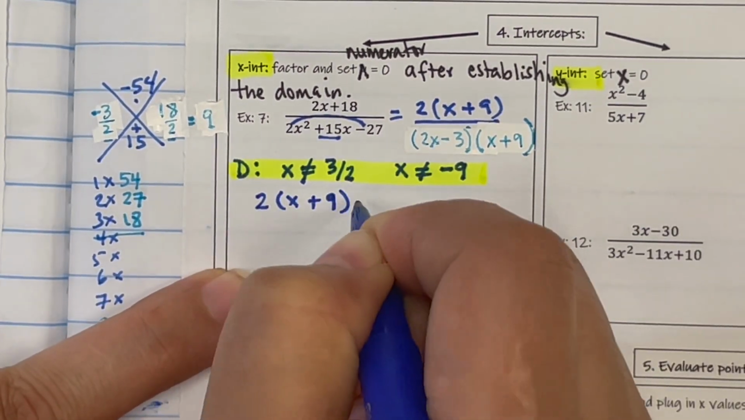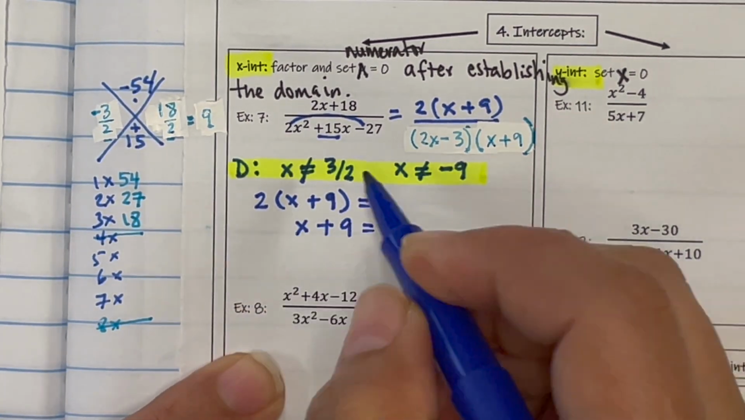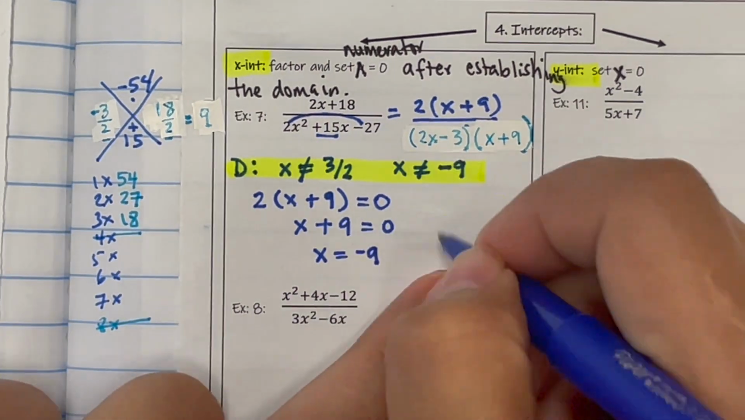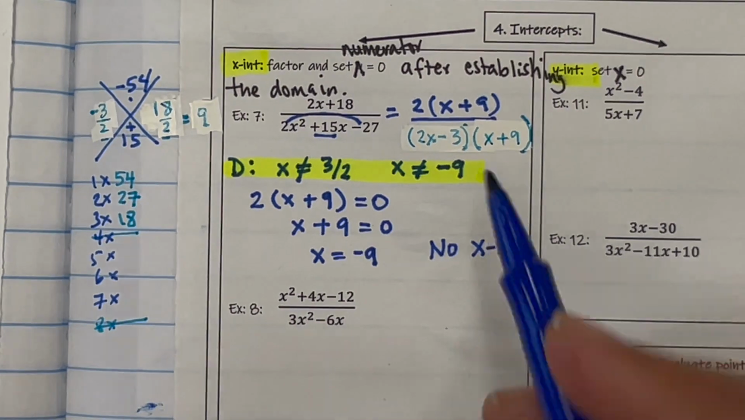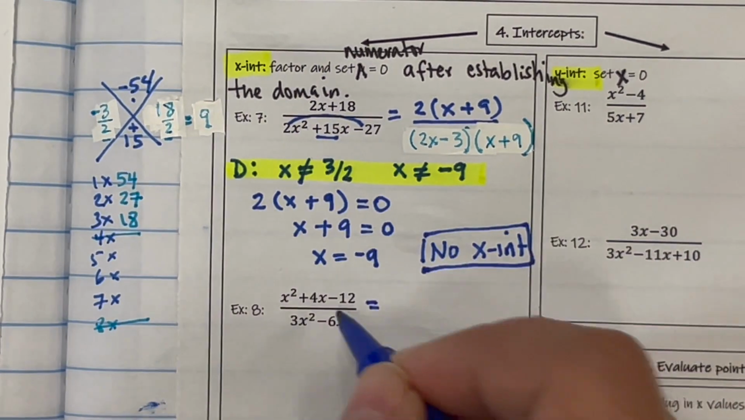All right, so now let's set the numerator equal to 0 to see what it is. So divide by 2, take 9 to the other side, so it's negative 9. Negative 9 already exists in the restrictions, so here there are no x-intercepts because x cannot be equal to negative 9, because it's going to make the denominator 0. All right, let's go ahead and do another question.